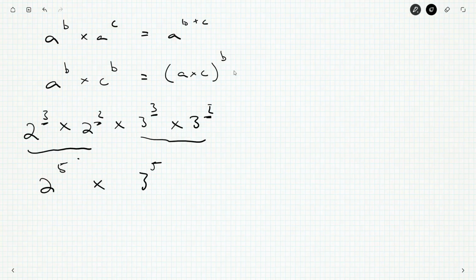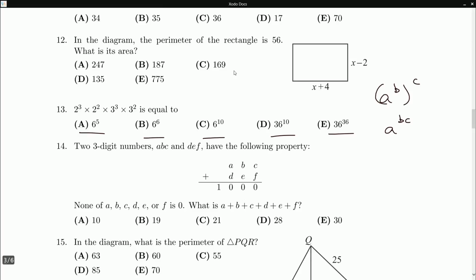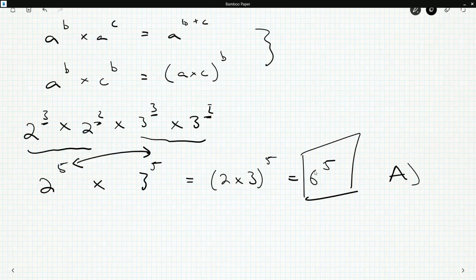But now I've got the same exponent, both 5s, but different bases. So we can get 2 times 3 to the 5, and so that's actually going to be 6 to the 5. So we used our two exponent laws quite handily. There are other ones that deal with division, ones that deal with exponents of exponents, as I've said, but we don't really need those for this question. We've got 6 to the 5, and I think that's one of the answers. Is that the first one? It is. It's A. So A is going to be our answer to question 13, and there we are done.